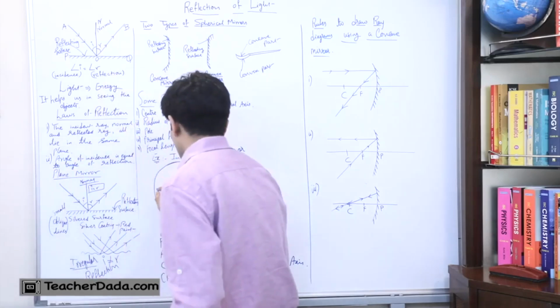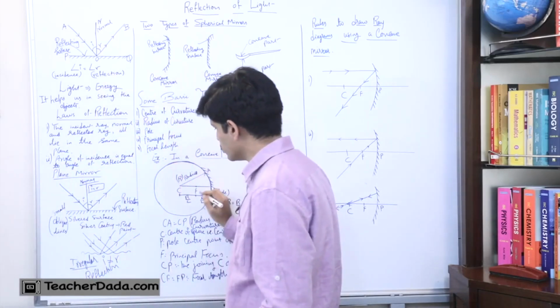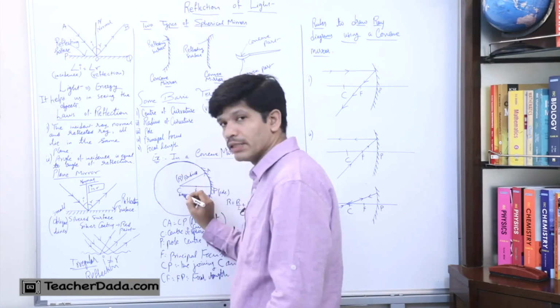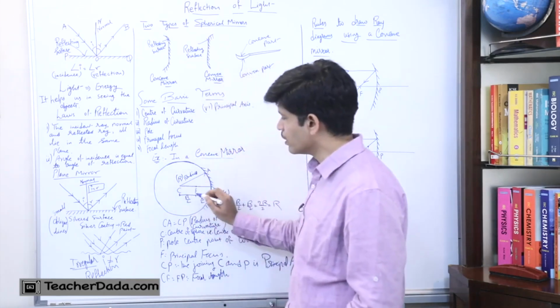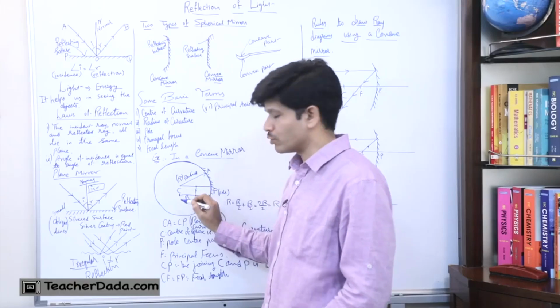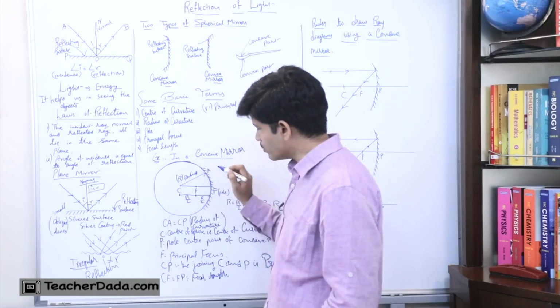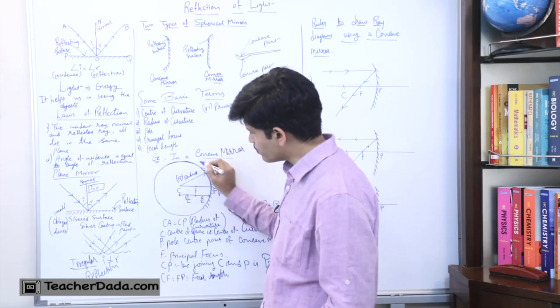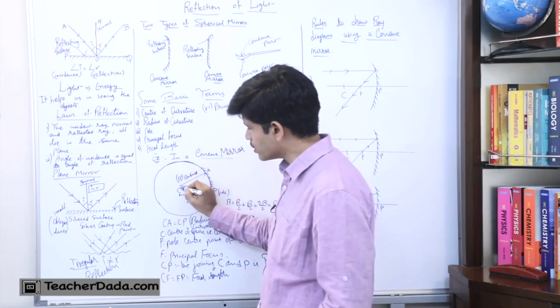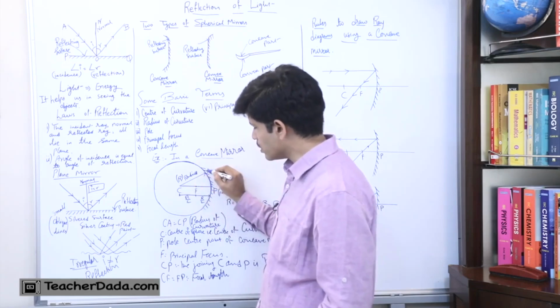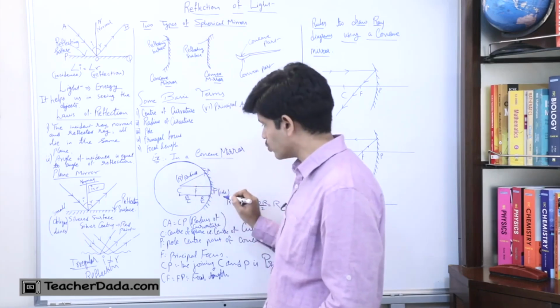So I will get a sphere like this if I draw the round circle. Now the sphere will have a center, that is capital C, which I have marked over here, and that is known as the center of curvature. Now center of curvature, it is for the concave mirror. So this is a mirror and it is a part of the whole sphere, and the sphere center is capital C, but this center C is nothing but the center of curvature of the concave mirror also.